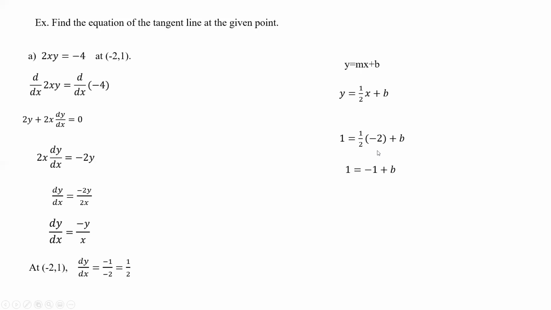Half of negative 2 is negative 1. Bring the negative 1 over. We now know what b is. That was the only thing missing in this part of the equation. So we'll put the b in, and we'll find out what the equation is. So we'll have y equals 1/2 x plus 2.